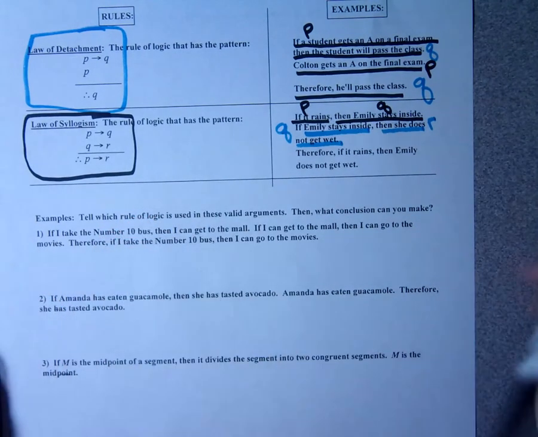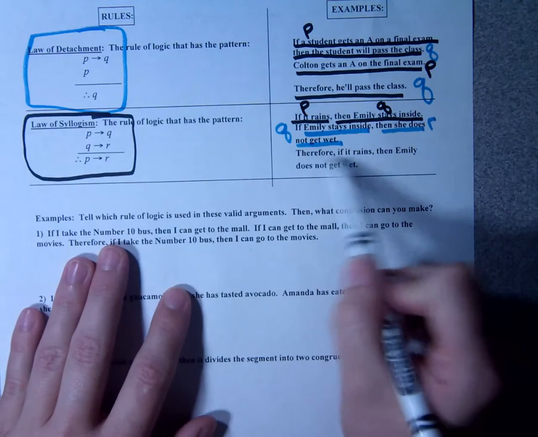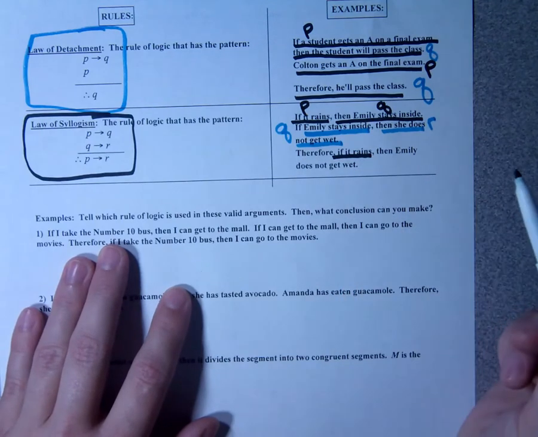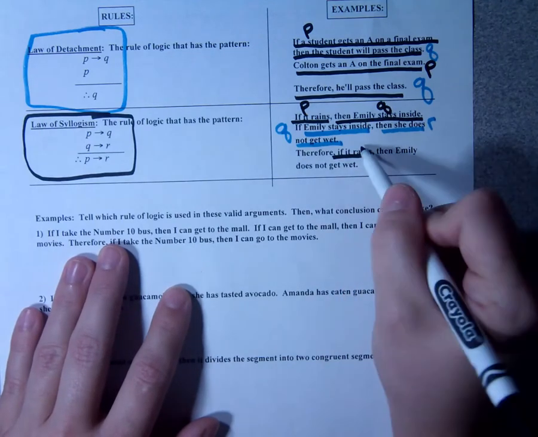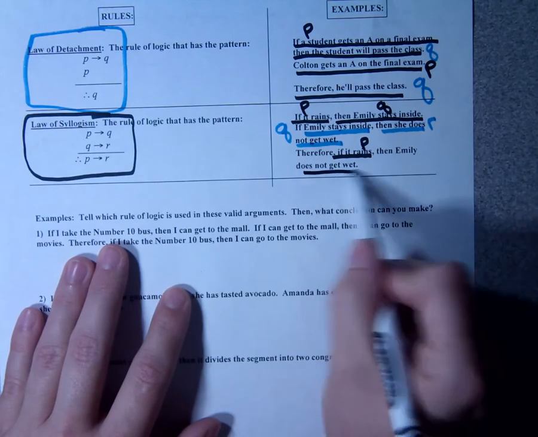Okay, and then I go to the final conclusion, and it says, therefore, if it rains, what was the if it rains part? P. Then she doesn't get wet.